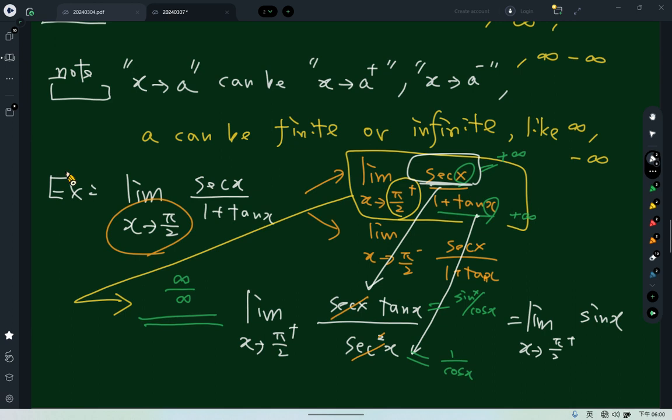We can differentiate it, then we can get secant x times tangent x. For this part, when we differentiate tangent x, we can get secant square x. So we can cancel the common term, then we can get secant x. Then we just replace tangent x by sine x over cosine x. And this part is 1 over cosine x. So cancel cosine x, cancel cosine x. So we can get sine x. So finally, the result will be 1.